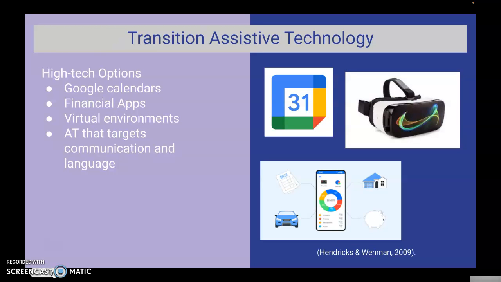Assistive technology can also help with transition as individuals transition from school life to out-of-school life with living and work. Some high-tech options that can help in that area include Google Calendar, financial apps, virtual environments that help build social skills, and also all of the assistive technology that targeted communication and language. A lot of times for individuals who are going into work, they still need to build those social skills in their work environment and the community settings.